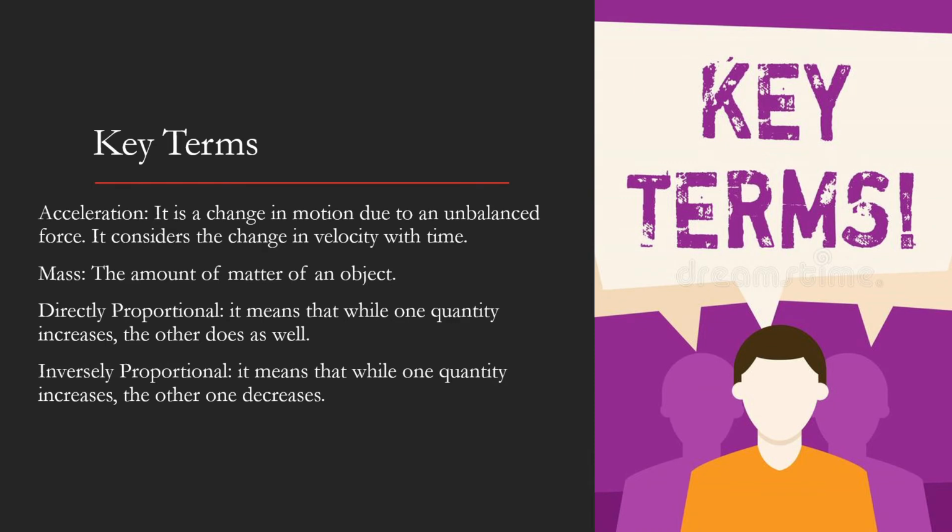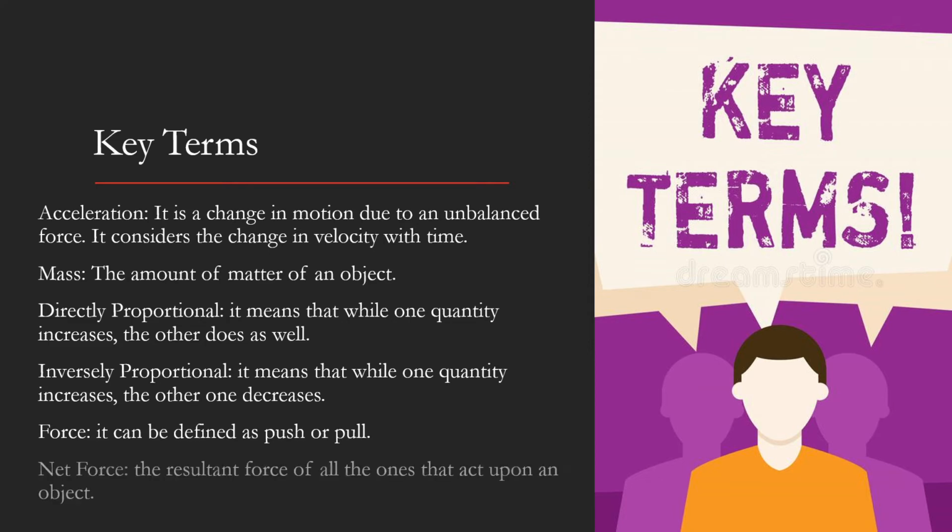And also we have inversely proportional. It means that while one quantity increases, the other one decreases. So just like with directly proportional, we have two forces that are dependent on each other. But the difference is that while one of them goes up, the other one is going to go down. We also have force. It can be defined as push or pull. And lastly, we have net force, the resultant force of all the ones that act upon an object.